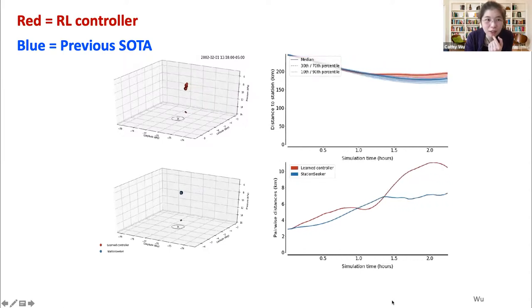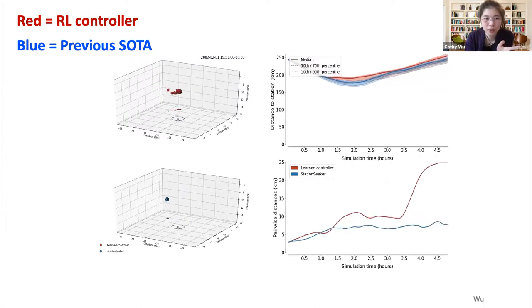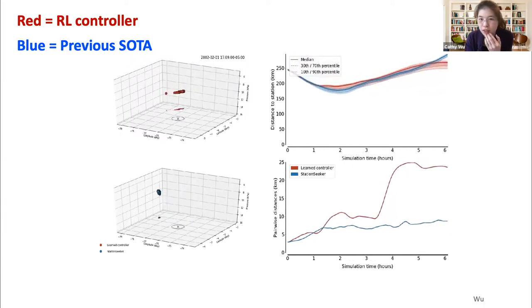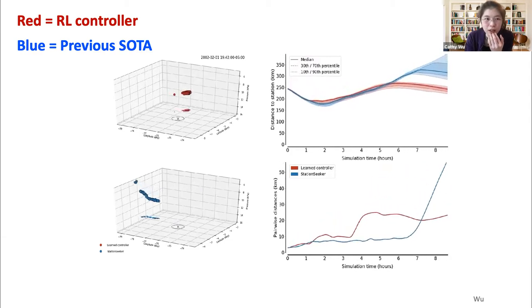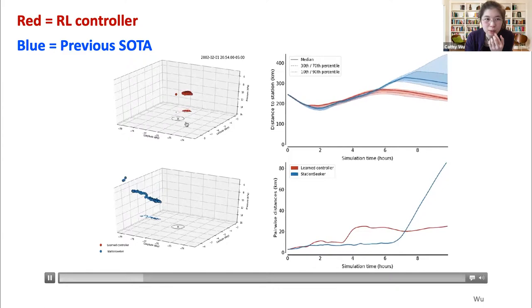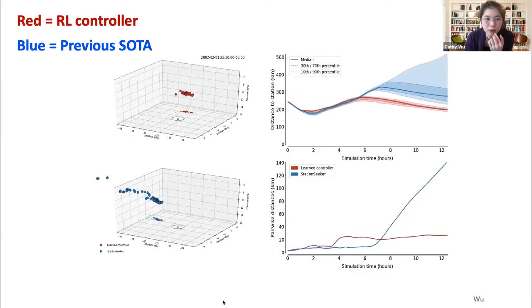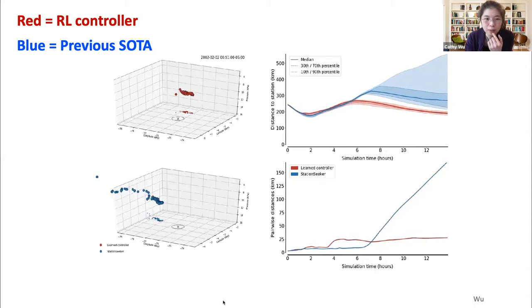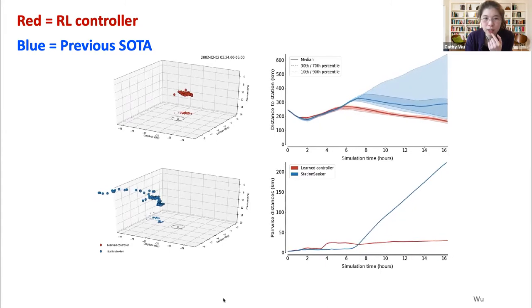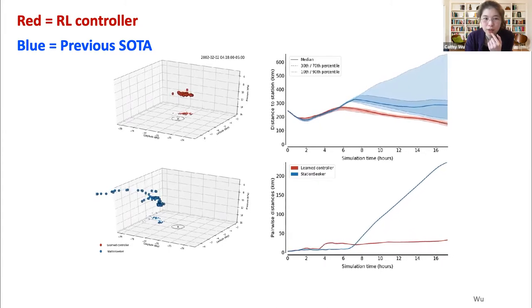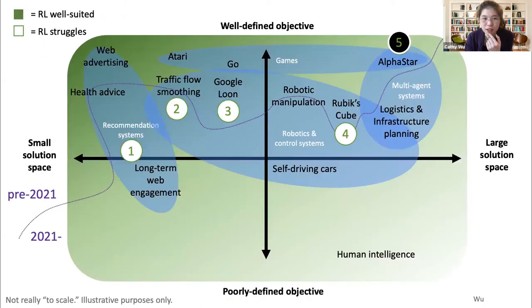So there's a nice video. I believe the top is a whole bunch of simulation runs, about 125 simulation runs. The top is the RL controller, which keeps a pretty close distance. The bottom is sort of an engineered controller. Okay, so this is deviating quite a bit. All right, so that's mostly what I wanted to say.